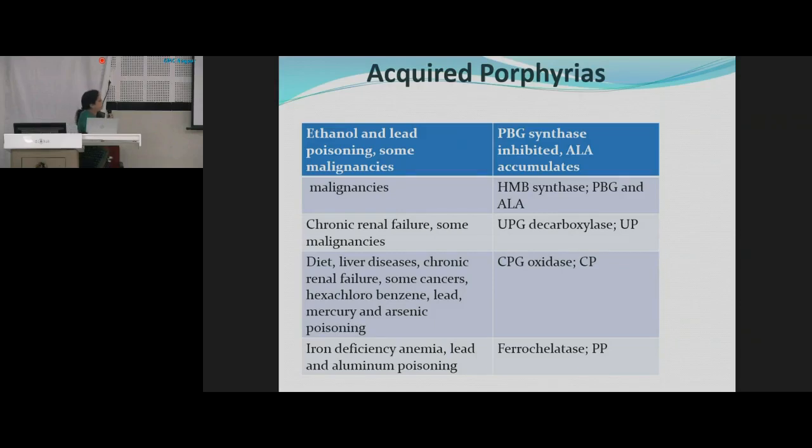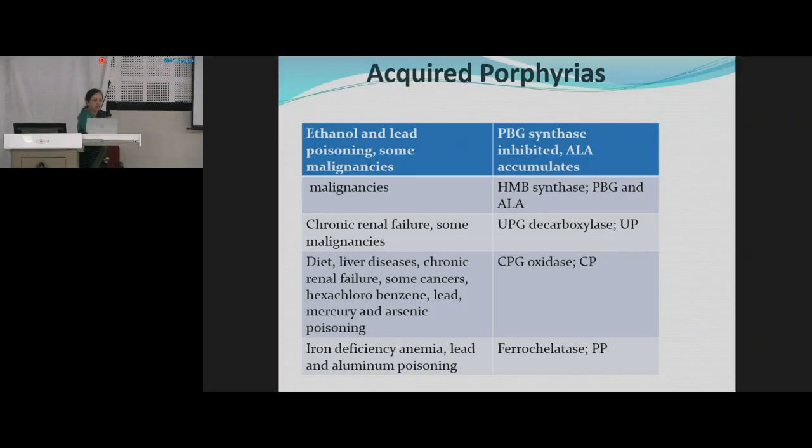Now, in various liver diseases, in chronic renal failure, in cancers, and lead, mercury, and arsenic poisoning, the coproporphyrinogen oxidase enzyme will be inhibited. So, these are the acquired porphyrias, which will inhibit the various enzymes or pathways, and the symptoms will be of porphyrias. There will be accumulation of porphyrins or its precursors in our body. Similarly, iron deficiency anemia, lead and aluminum poisoning will inhibit the ferrochelatase enzyme. So, these are the various types of acquired porphyrias which will inhibit the various enzymes.